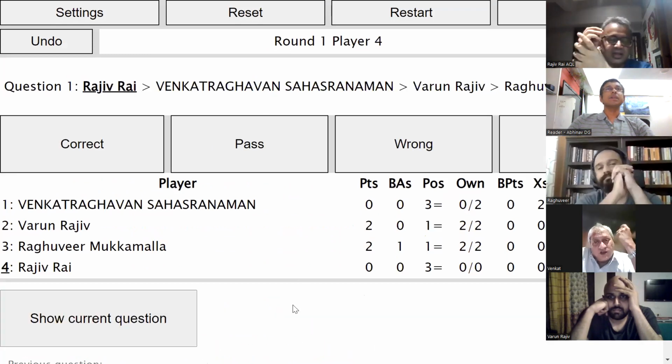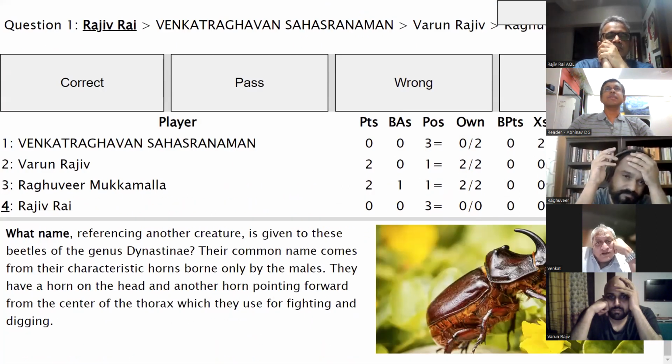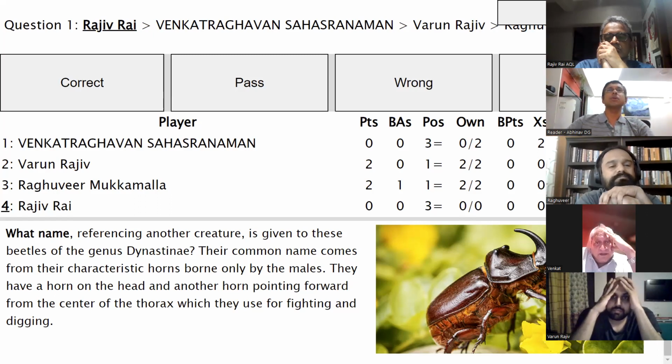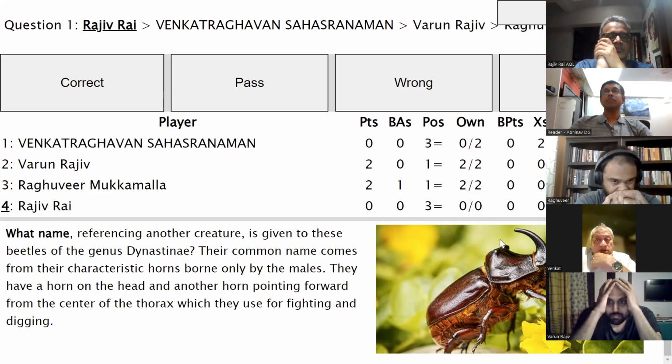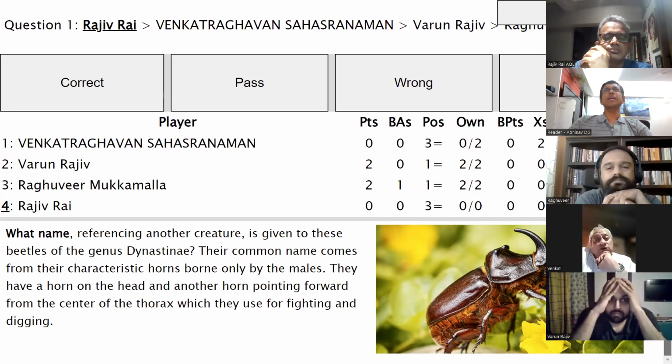Done. Rajiv, your question. What name referencing another creature is given to these beetles of the genus Dynastinae? Their common name comes from their characteristic horns borne only by the males. They have a horn on the head and another horn pointing forward from the center of the thorax, which they use for fighting and digging. Rhinoceros. I'll prompt you on that. It's a two-word name. Let me put it that way. This entire quad is two-word names. So think again.